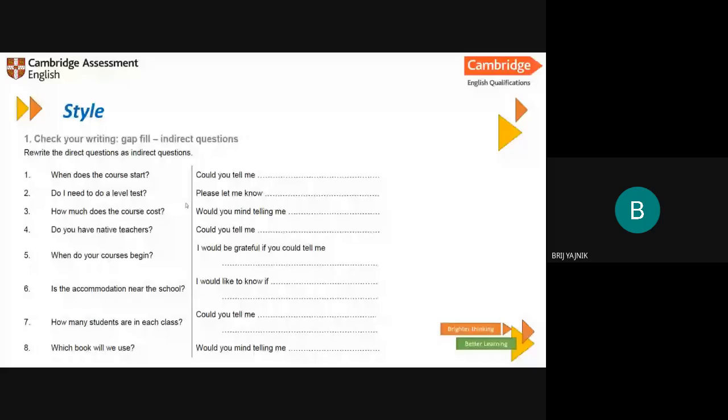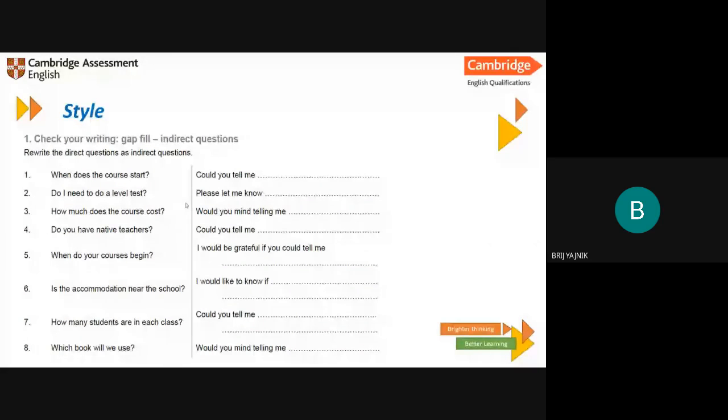I would be grateful if you could tell me the date of your course's beginning. You could say, I would be grateful if you could tell me the date when the courses will start. No, you can say the commencement of the courses. You can say, I would be grateful if you could tell me the commencement date or the starting date of your courses, right? Something like that.